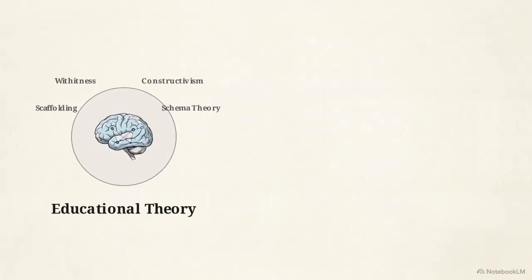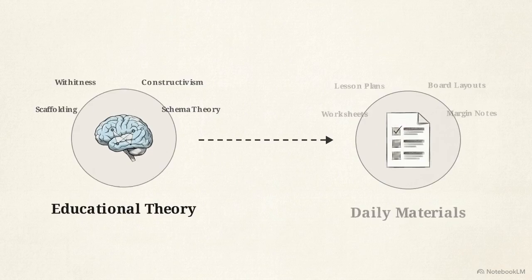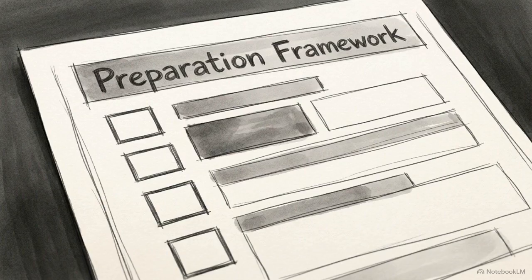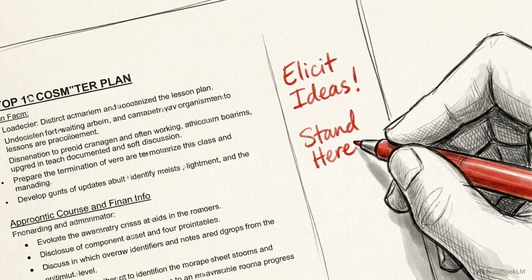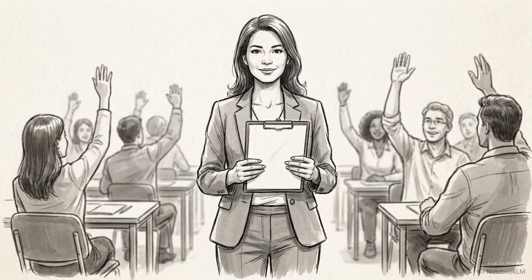To fix this, we need to take established educational theory and map it directly onto your daily materials. We are going to build a 4-part classroom action checklist that you can apply straight to your draft lesson plans. By physically writing specific physical and instructional cues into your margins, you remove the guesswork. You eliminate the hesitation that strikes when lessons go off script, securing a successful observation.